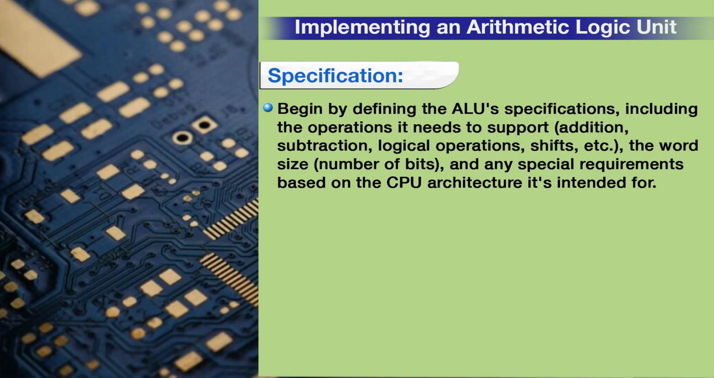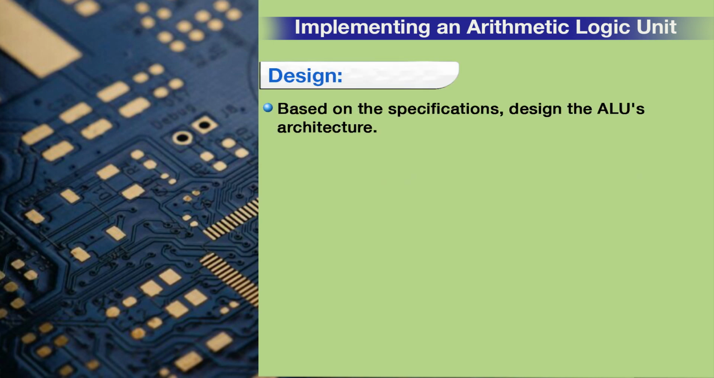Begin by defining the ALU specification. This includes the operations it needs to support: addition, subtraction, logical operations, shifts, etc. It also includes the size, the number of bits, and any special requirements based on the CPU architecture it is intended for. Then comes the design based on the specification.